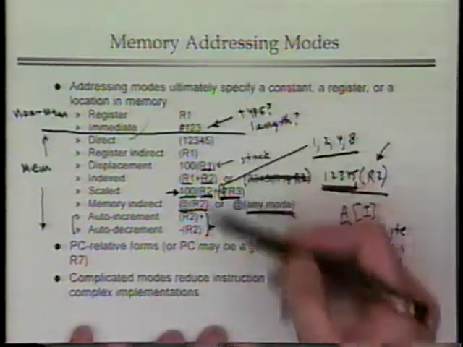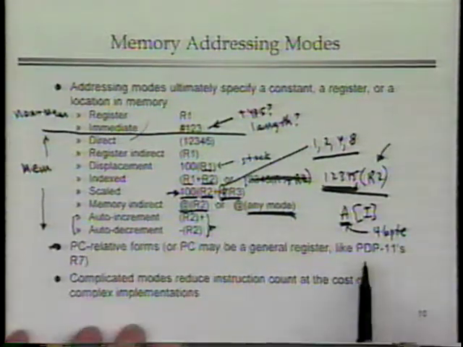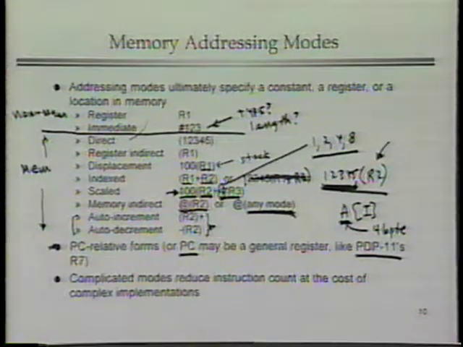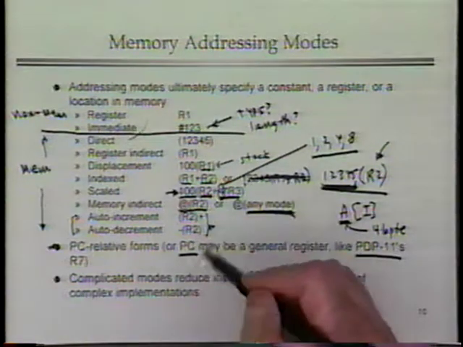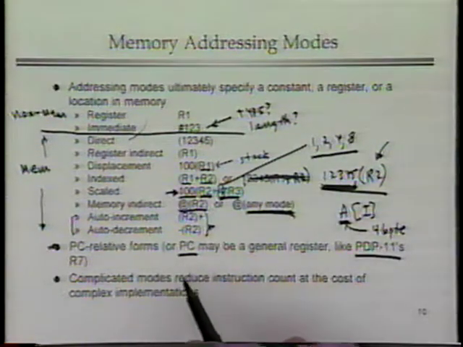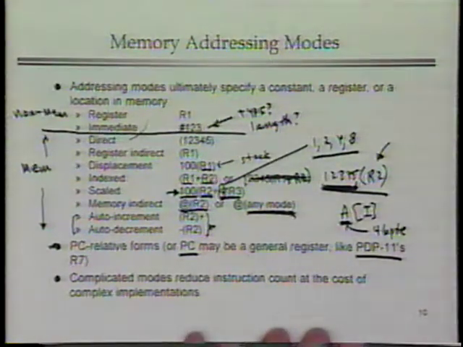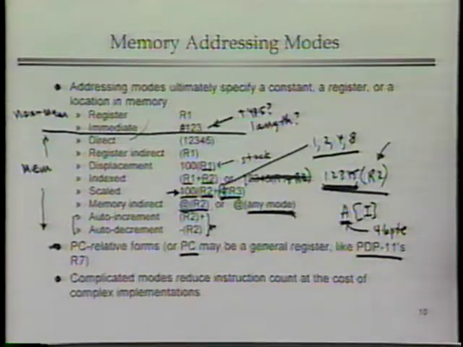In addition, any of these memory addressing modes, in theory, could be used in PC relative forms. And in fact, in a computer like the PDP-11, the PC is just one of the general registers. So any of these instruction addressing modes, if they specify the register which happens to be the program counter, does addressing relative to the program counter, which allows you to do things like position-independent code, where the references to the data moves along with the code when it moves in memory.